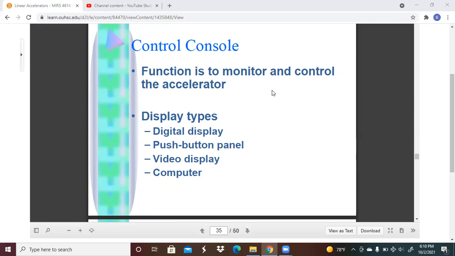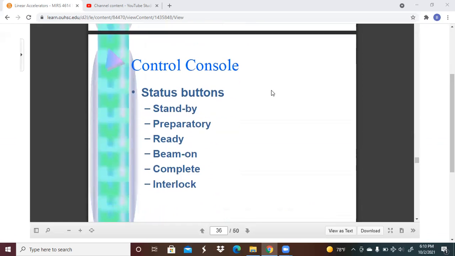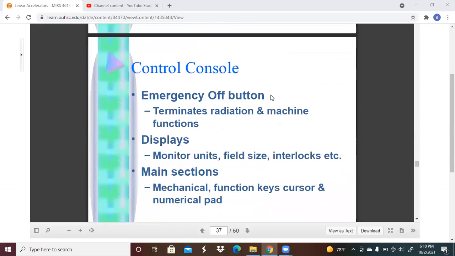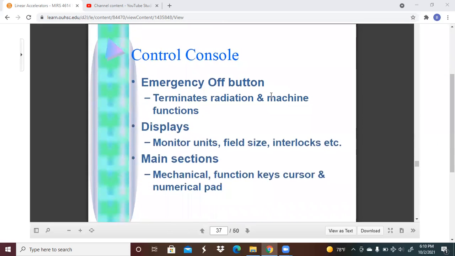Display types, you're going to have a digital push button panel, video display. Usually the computer is going to be there next to it. You're going to have status buttons: status, standby, preparatory, ready, beam on, whether or not you've got an interlock, that kind of thing. The emergency off button terminates radiation and machine functions. In case something goes badly wrong and you need to stop it immediately, that's what you can hit. You also have displays of monitor units, field size, interlocks, that kind of thing. You have mechanical function keys, cursors, as well as a numeric pad.